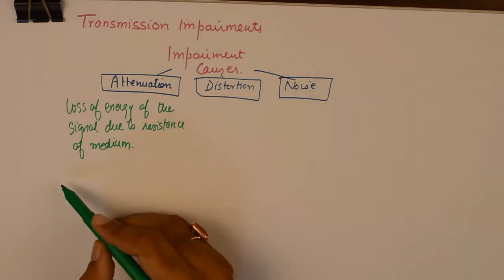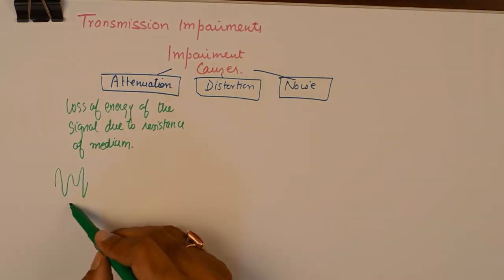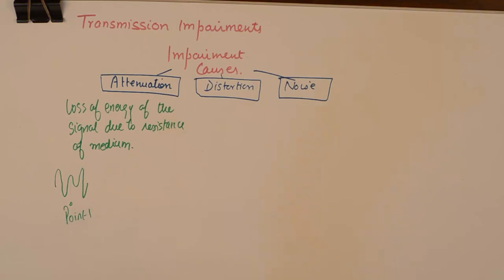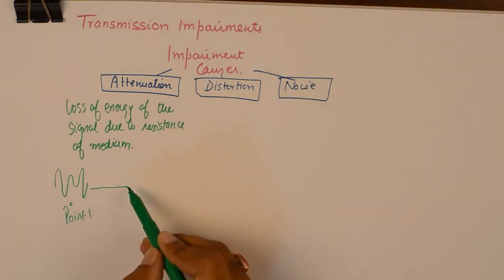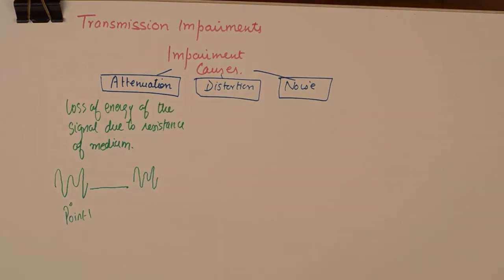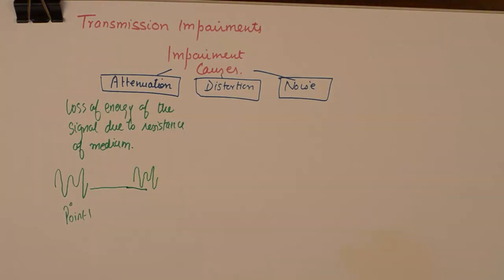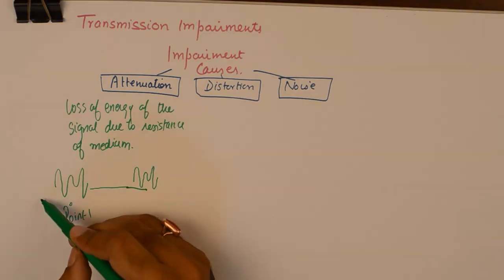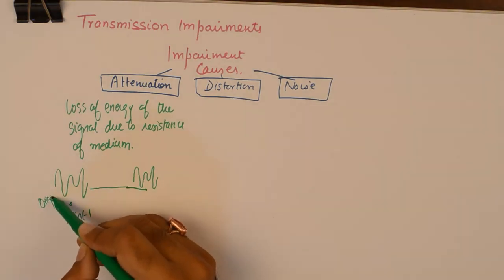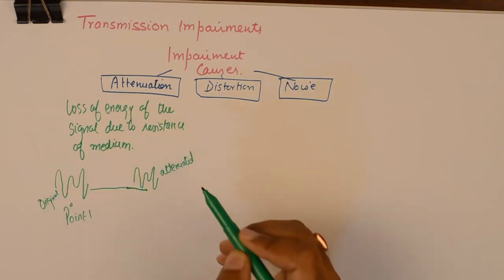So, for example, you have a signal like this at point one. Now, after traveling certain distance, the signal will become like this. Please note that the shape of the signal remains the same. Nothing happens to the signal's information or shape. If this was the original signal, this could be thought of as the attenuated signal.